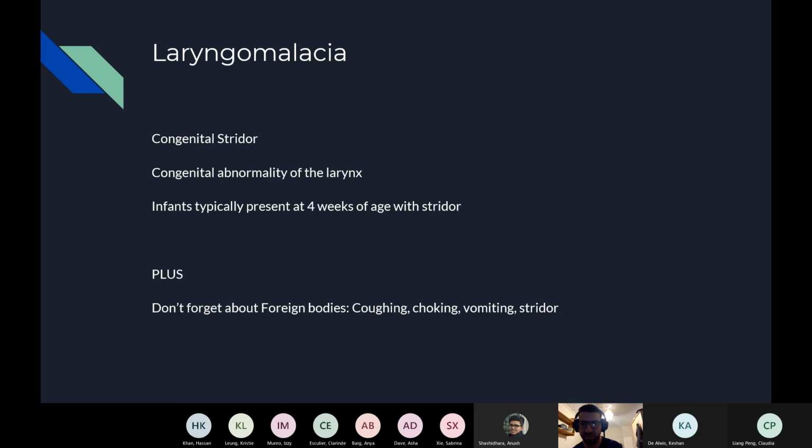But I love that you said foreign objects, definitely never forget that. Kids love putting things in their mouth. They get coughing, choking, vomiting, or stridor, and that would definitely be something to look at. Flu, I'm not sure that does cause stridor. Parainfluenza technically is the flu, so that will cause croup, but also Haemophilus influenzae. But the foreign object is definitely something to always be aware of.